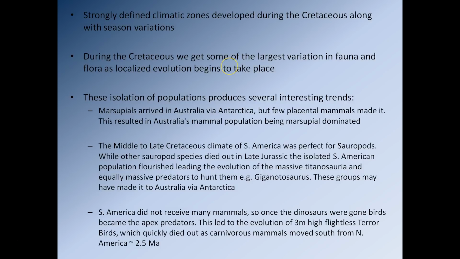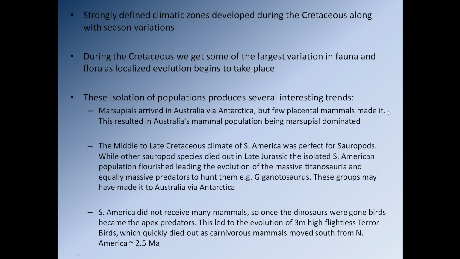So what we begin to see is isolated populations produce several interesting trends during the Cretaceous. So we see that the marsupials, the pouched mammals, arrive in Australia via Antarctica, but very few placental mammals actually make it. So the marsupials, the pouched mammals, are the dominant type of mammal in Australia.